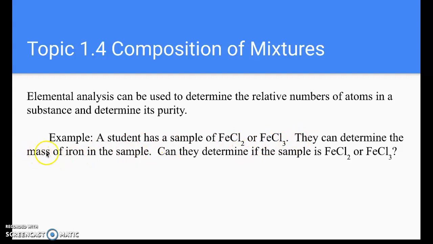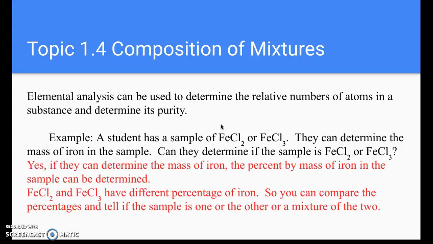So if we know the mass of iron in the sample, we can assume that we can also find the mass of the sample. That allows us to calculate the percentage of iron in each of those compounds. FeCl2 and FeCl3 have a specific percentage of iron in the compound. It's the law of definite proportions from an earlier section. So we could just compare our measured percentage to what FeCl2 and FeCl3 are, and that can tell us if it's one or the other, or if it's a percentage in between those two, then it would be a mixture of those two compounds.